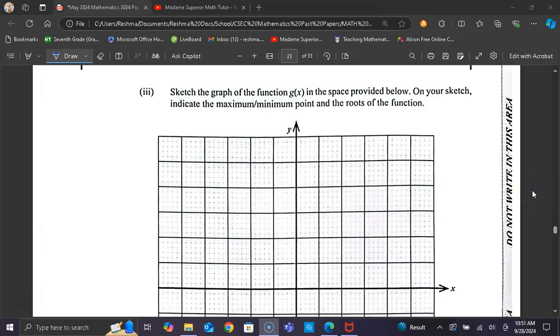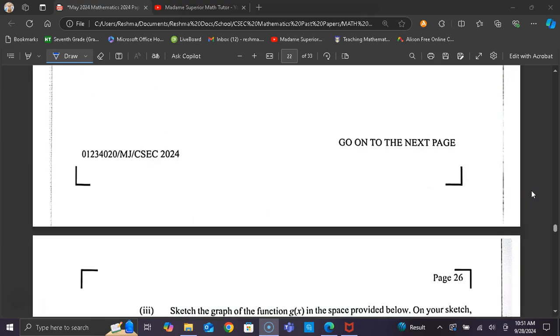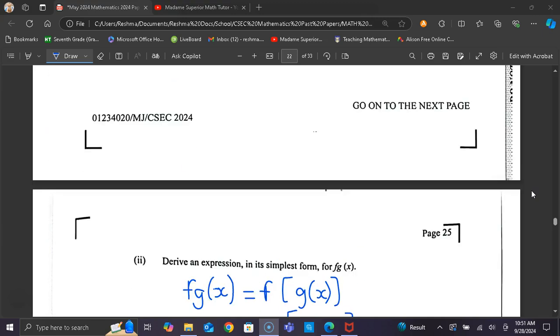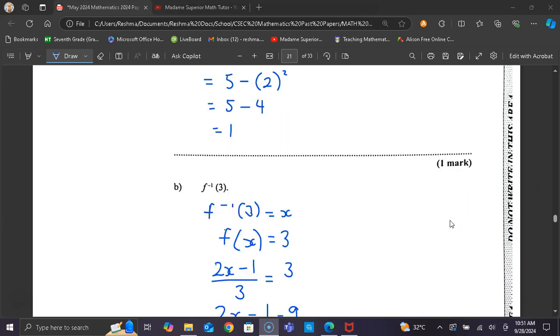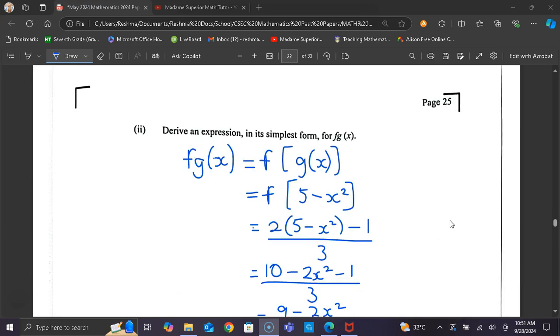So let's continue with question 8 of the CSEC June 2024 Math Paper 2. So we did part A, where we were given two functions. f of x is (2x minus 1) over 3 and g of x is 5 minus x squared. We found g of 2, f inverse of 3, and f g of x.